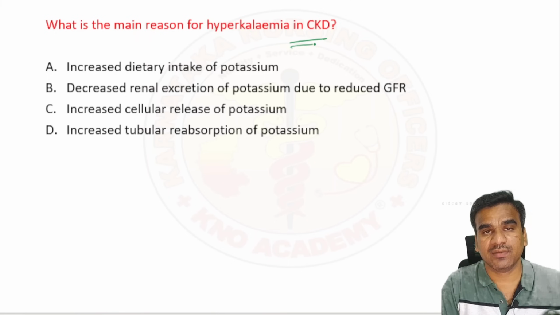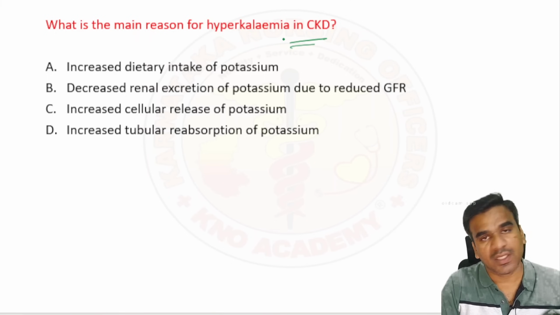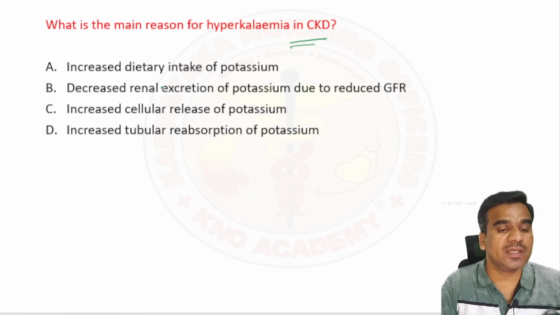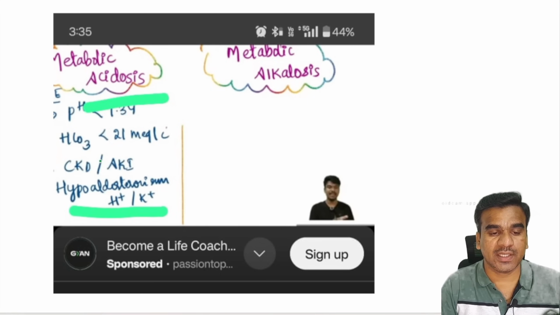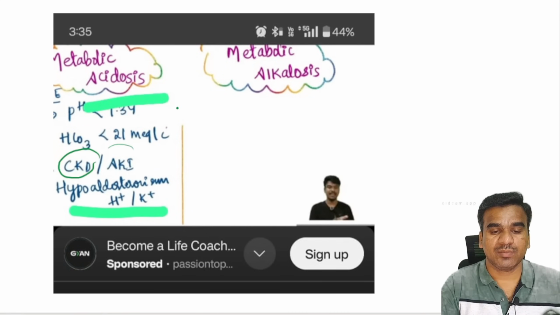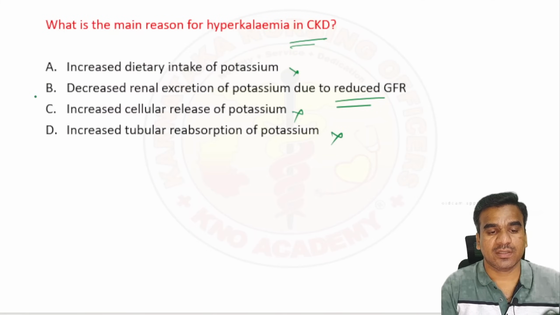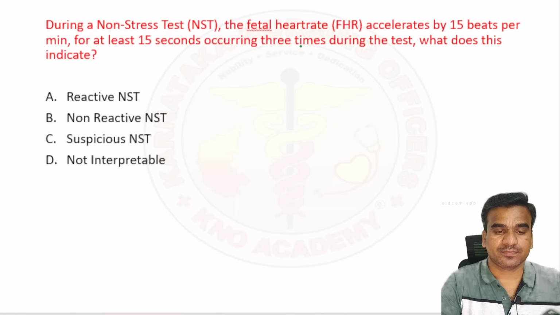Hyperkalemia in CKD. This was also explained by Nagaraj sir in the ABG class. Increased dietary intake of potassium, no. Decreased renal excretion of potassium due to reduced glomerular filtration rate, GFR. Then increased cellular, no. Same we can see here. Sir has explained CKD and AKI both. You just watch the video to understand that. So the right answer is decreased renal excretion of potassium.